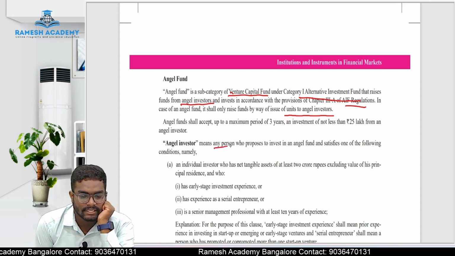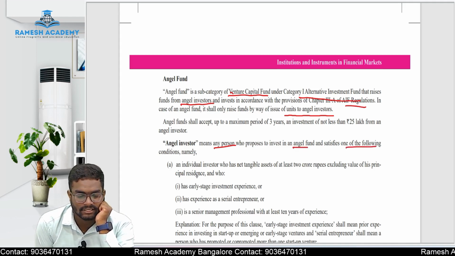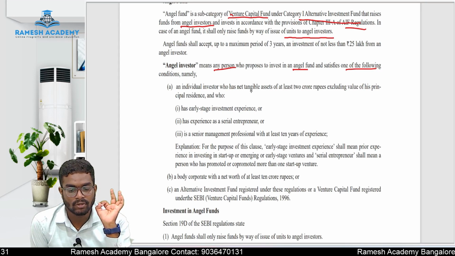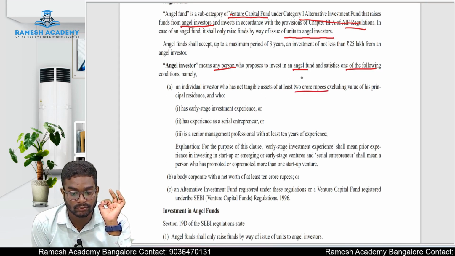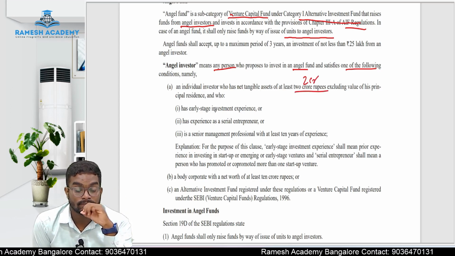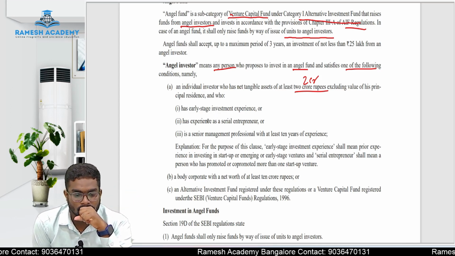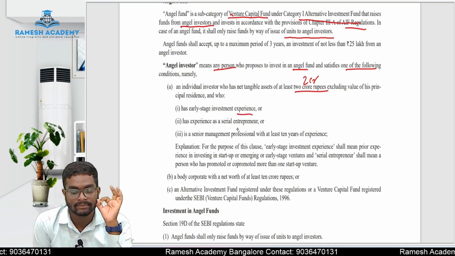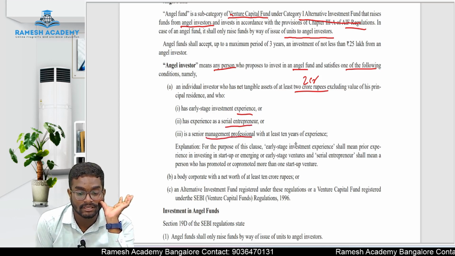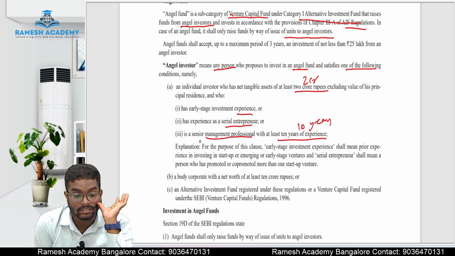Angel investor means any person who proposes to invest in an angel fund and satisfies one of the following conditions. So what are the conditions? An individual investor who has net tangible assets of at least 2 CR, excluding the value of his principal residence. So he should have a net worth of 2 CR excluding his house, and who has early stage investment experience, a serial entrepreneur, or is a senior management professional for at least 10 years. So you should have experience of 10 years as a senior management professional.